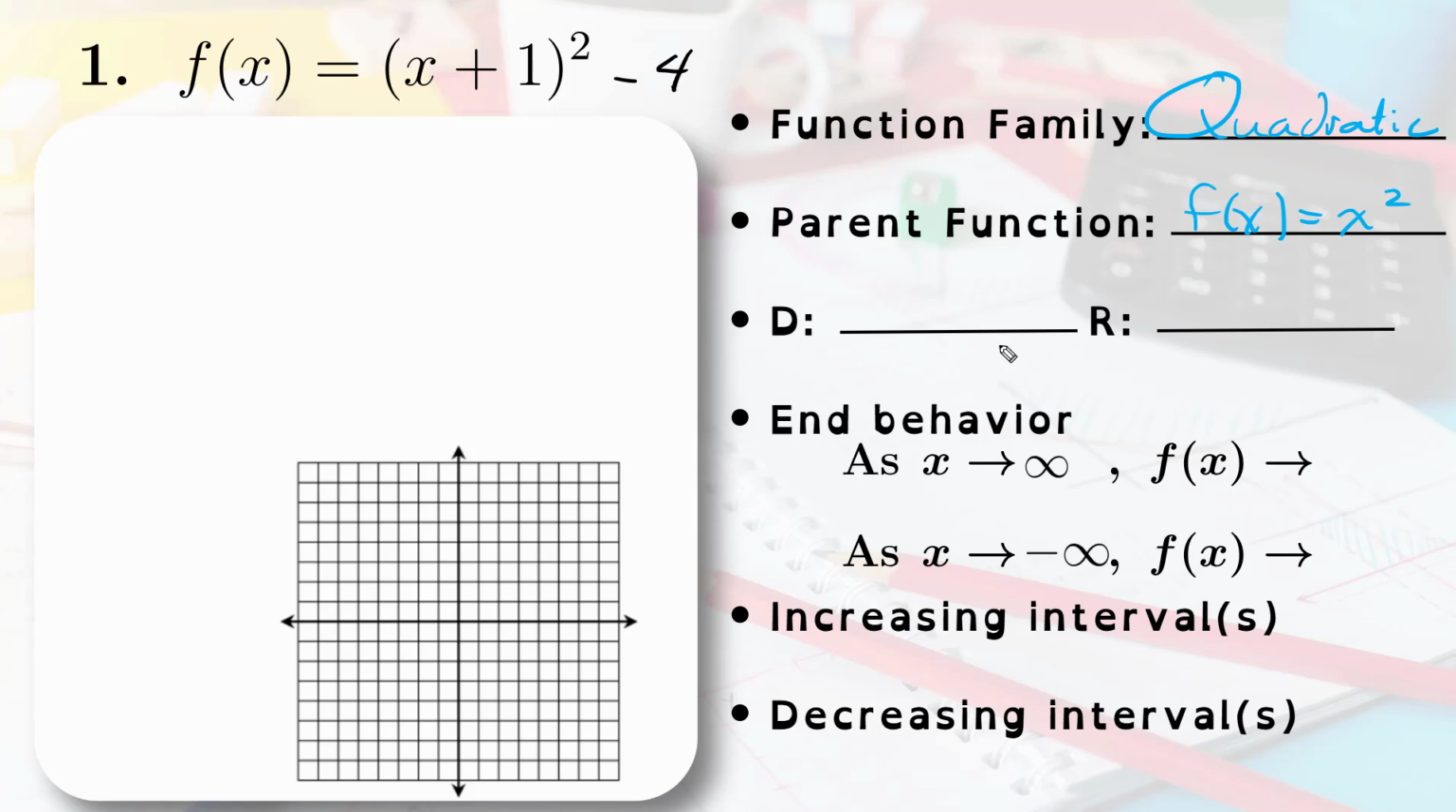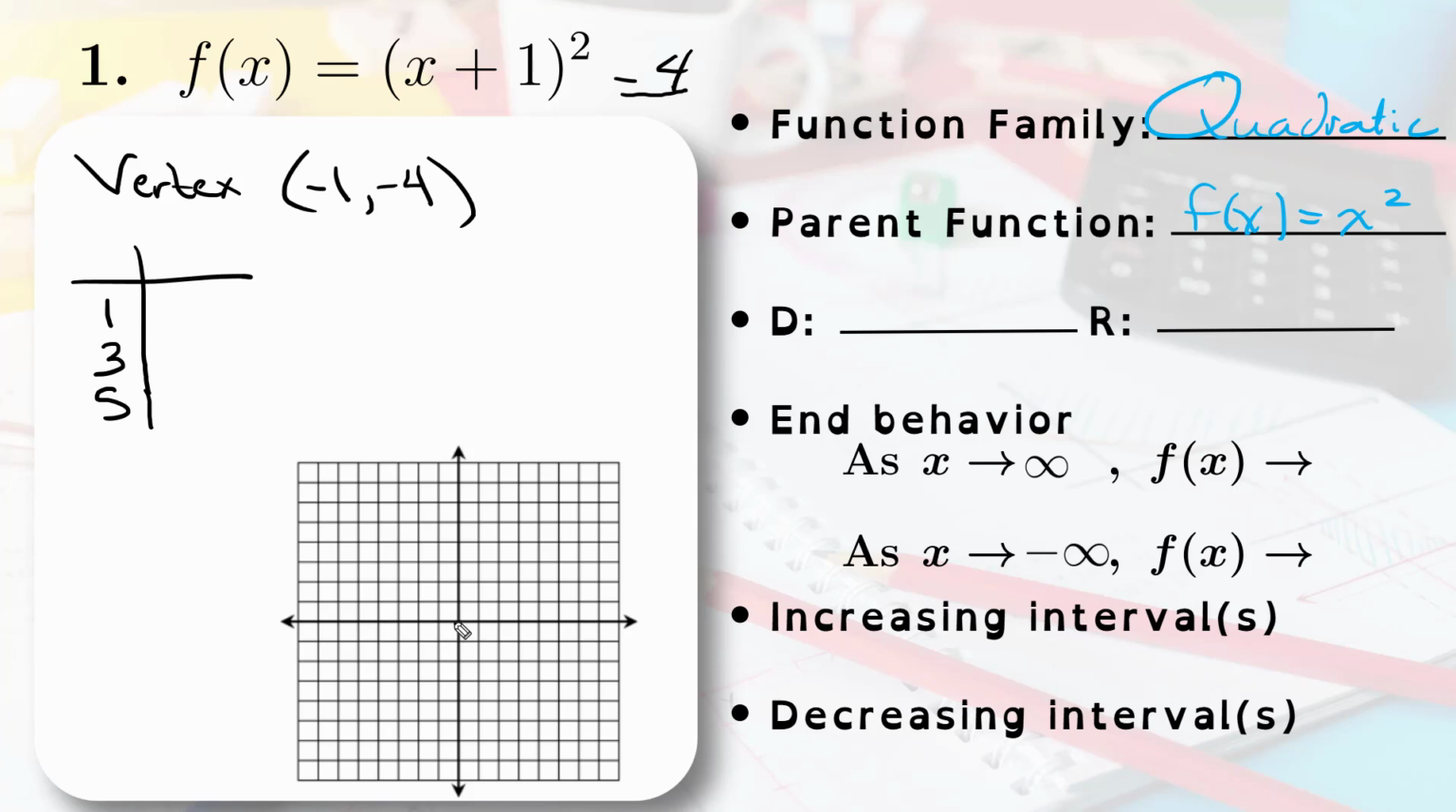And our domain, we need to graph it before we can actually get to our domain and range and any of the rest of this. So we know it's a quadratic, which means we have a vertex. Then we're going to use the chart 1, 3, 5 to help us find the other points to plot. To find our vertex, it's always opposite of the inside, so -1, comma, same as what's on the outside, so -4. So I'll start with plotting that point, -1, -4.